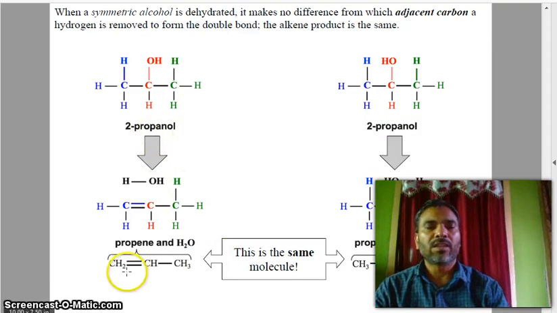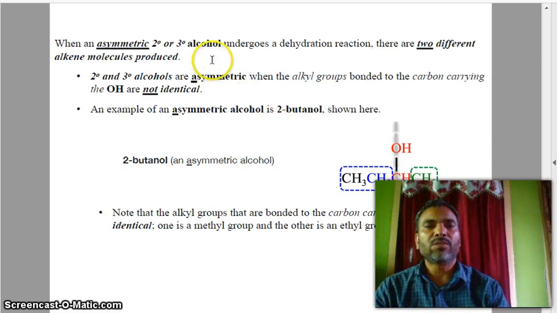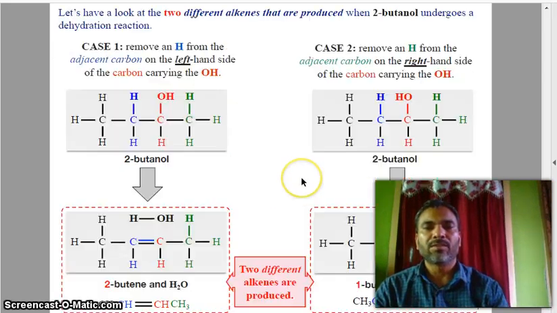Now 2-propanol gives these products, and 2-butanol, you see this product. So when asymmetric 2 degree or 3 degree alcohols undergo a dehydration reaction, two different alkene molecules are produced. 2 degree and 3 degree alcohols are asymmetric when the alkyl groups bonded to the carbon carrying the OH are not identical. An example of an asymmetric alcohol is 2-butanol shown here. So look at this double bond and look at this double bond. Huge difference, two different alkenes are produced.